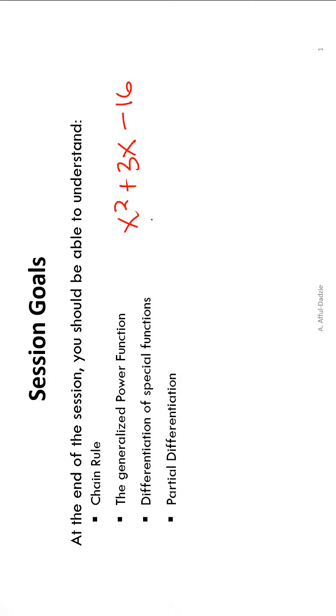Welcome to today's session. By the end of this lesson, I hope we will all understand how to apply the chain rule. And we'll do more examples on the generalized power functions. We'll look at differentiation of certain special functions and partial differentiation. But before we start, could we just do a little recap, my friends, to cast your mind back.